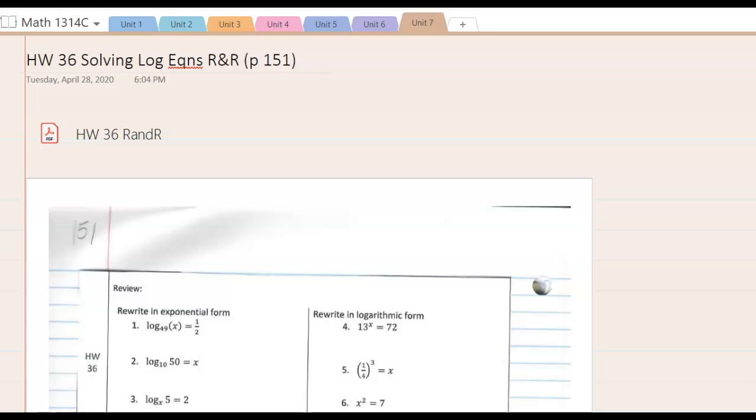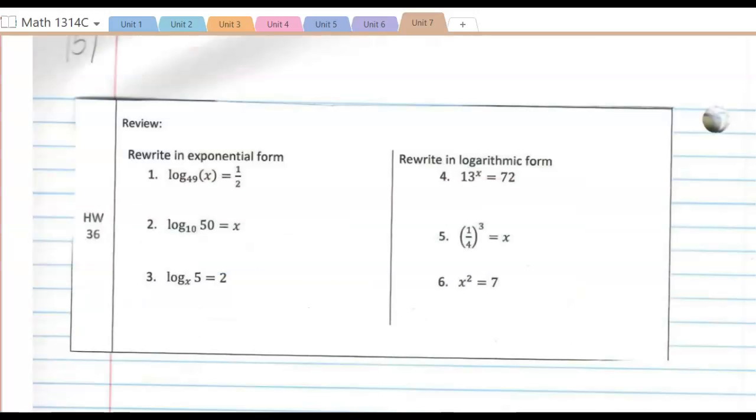This video will cover the review and reflect for the topic of solving log equations. For the review, we are asked to rewrite log equations in the form of exponential and to rewrite exponential equations into logarithmic forms.